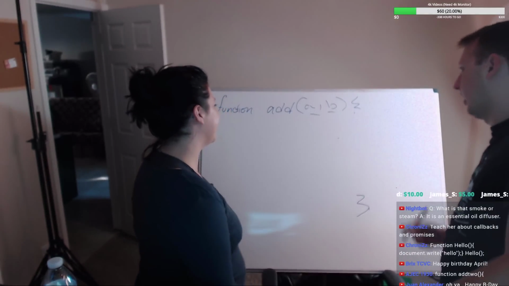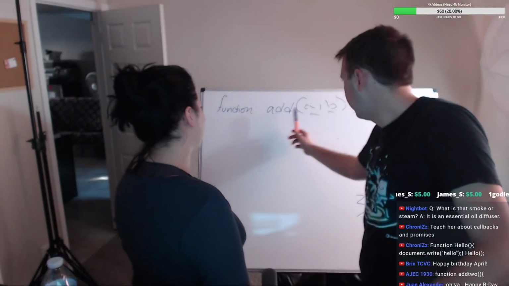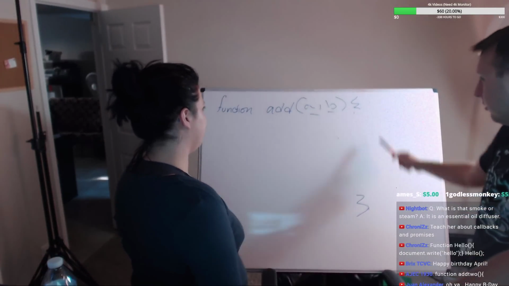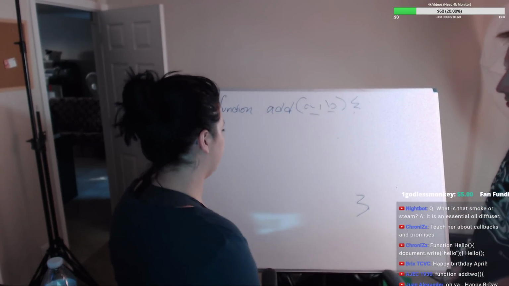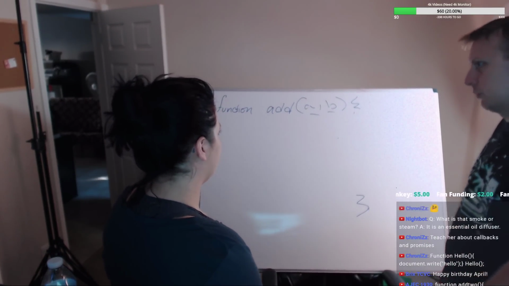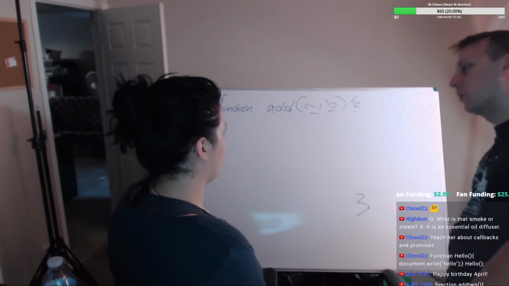So we have our function add. Keyword, name, optional parameters, and then the scope of our function. How do we call a function? Or we want to use the function, we want to call it. How do we do that?